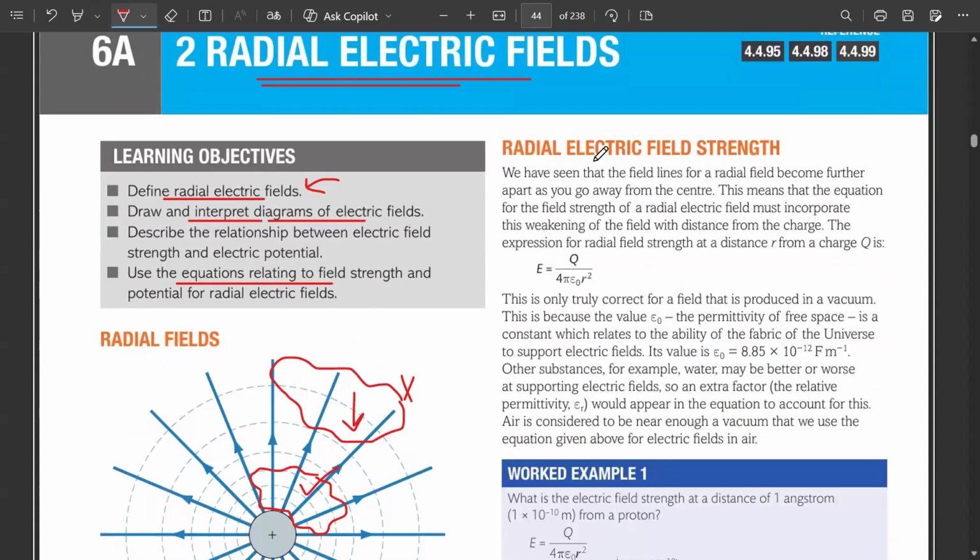Now, we have also seen that field lines for the radial field become further apart as you go away from the center. As you go away from the center, the electric field lines are becoming further apart from each other, which means that this is weakening the electric field. So if you want to find the electric field strength on a point charge, you can use the formula E is equal to Q over 4 pi epsilon naught R squared.